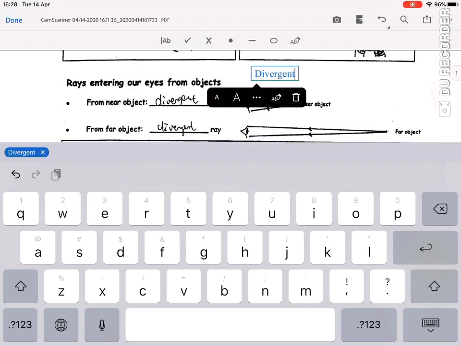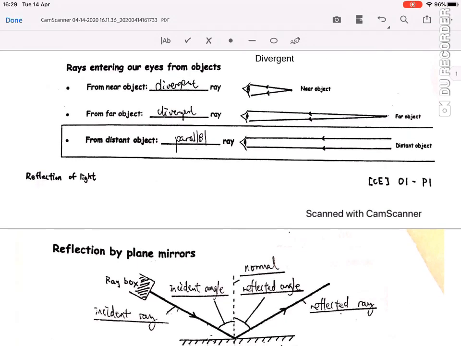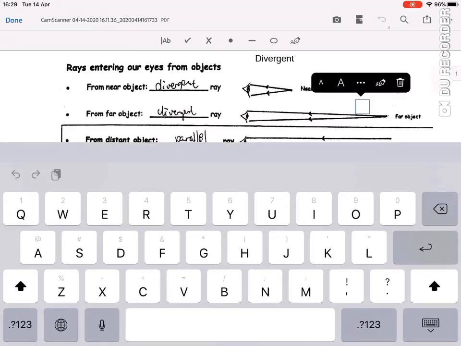D-I-V-E-R-G-E-N-T, divergent. So in here, that's what we call it, a divergence wave. That's the first object from the near object. We'll give it as a divergent object. And then from the far object here, you see that it's going from very far away and it's entering our eyes. The wave itself is longer, and yet it will have the same characteristic as the last one, but it's longer, that's all.